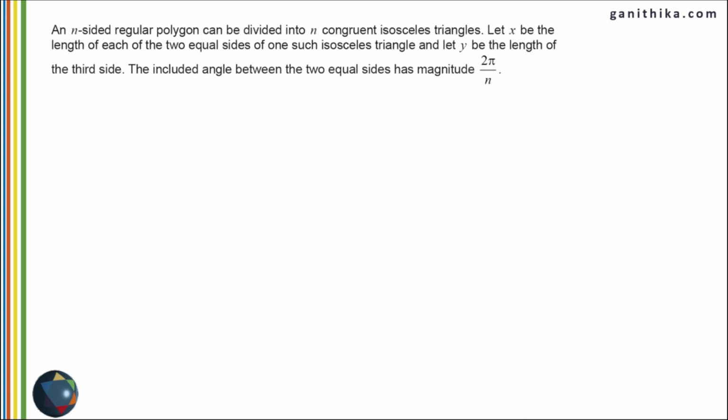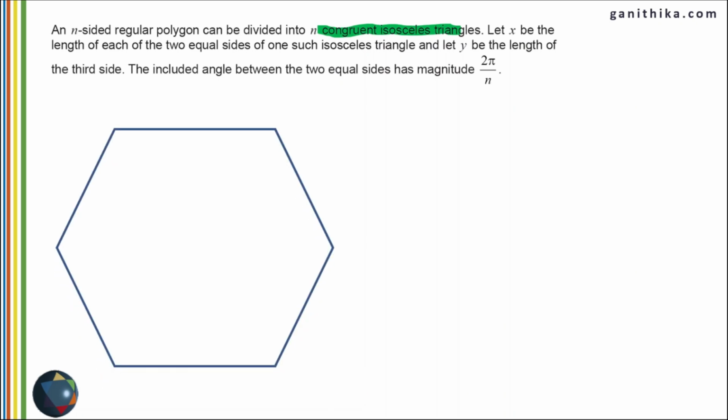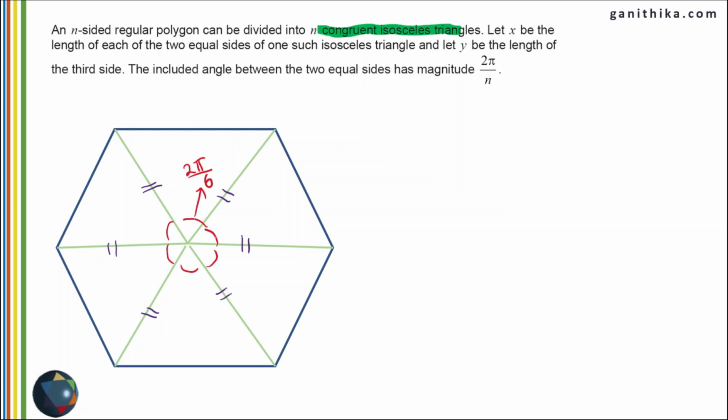So proceeding further, there is some information again. An n-sided regular polygon can be divided into n congruent isosceles triangles. Let's see what this means by using a hexagon. A regular hexagon, remember this is only for regular polygons, therefore we are going to consider a regular hexagon, can be cut into 6 isosceles triangles like this, joining the center of the hexagon to the vertices of the hexagon. All the 6 triangles are isosceles and the angle at the center is divided by 6.